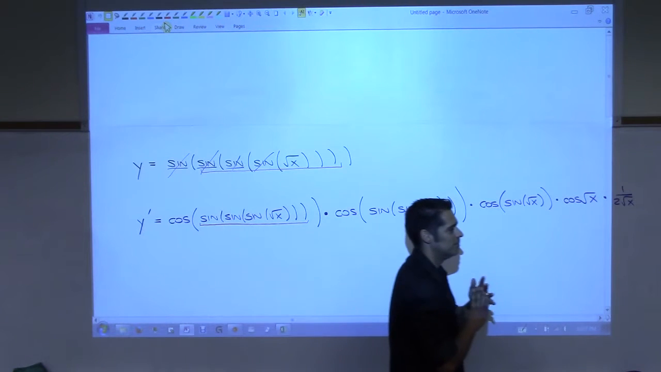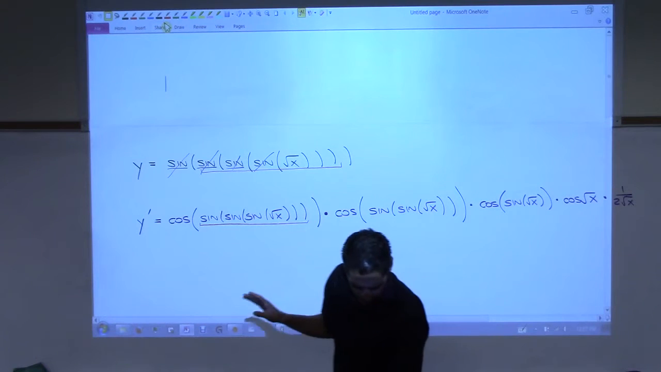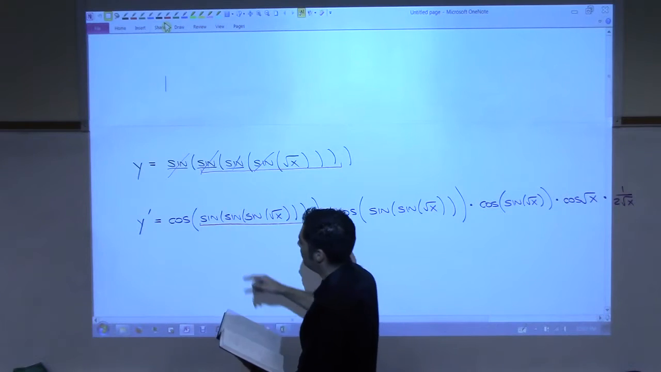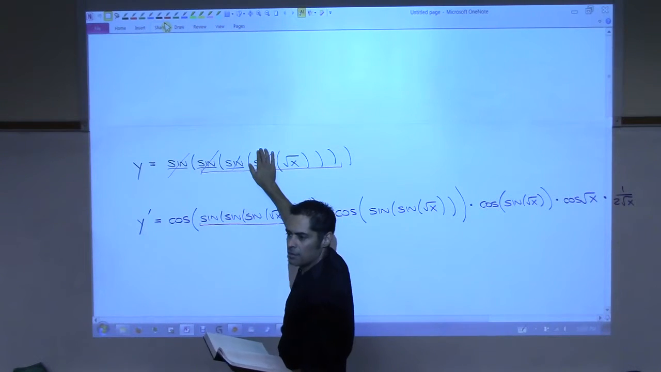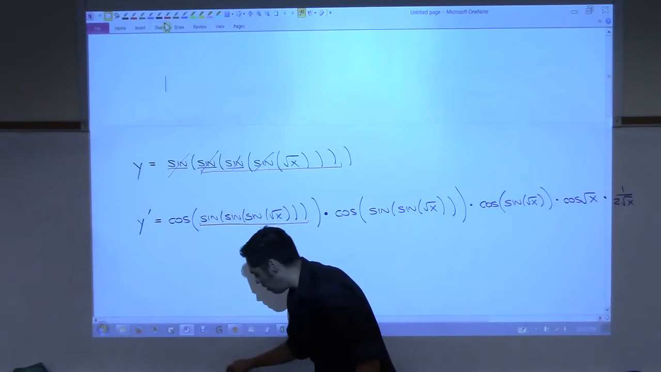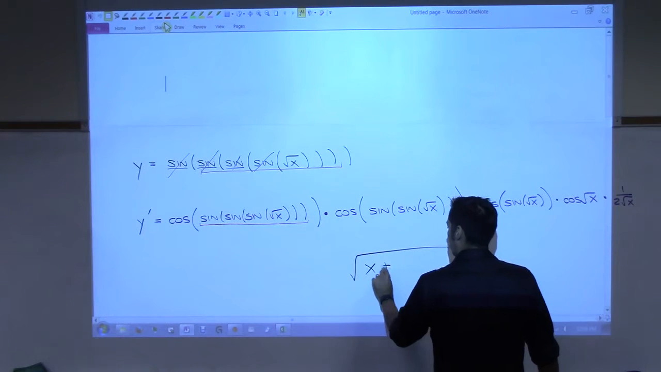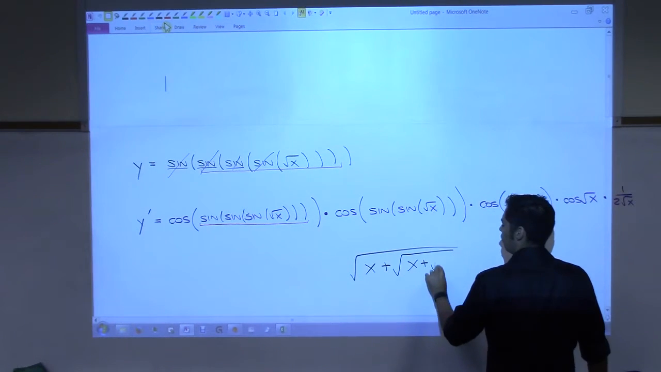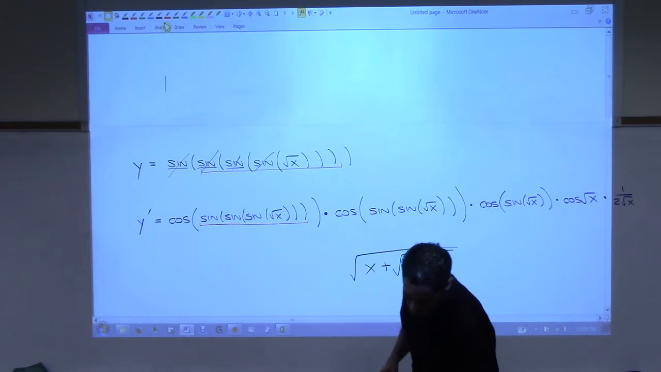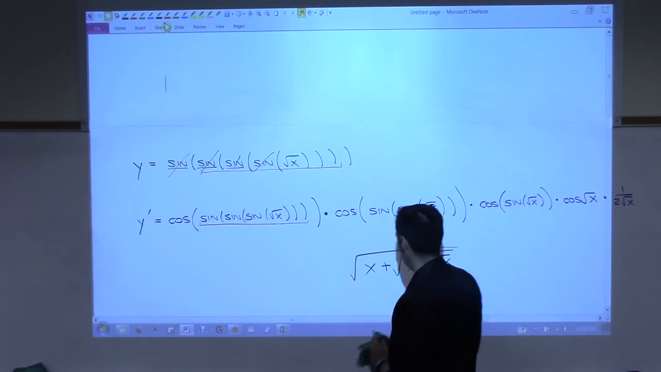Makes you apprehensive? Your problems are not going to be like that. There are a couple like that towards the end. In fact, they do one in the book. They do sine of sine of x. The hardest one in the book that I can see right off the bat, and I did it in the homework video, is root of x plus root of x plus root x. That's a homework problem. Okay, so you can do that at home.